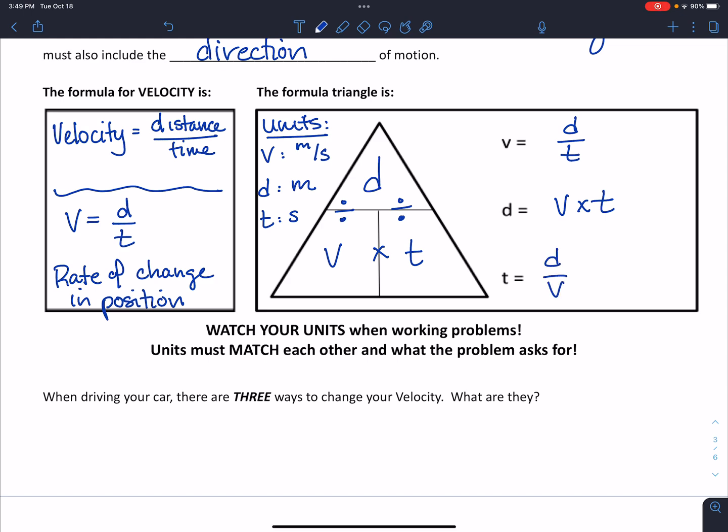All right. Now, with our other problems, just like those, you have to watch those units. All right. Make sure that you are keeping an eye on the units of distance and time and that they match those of your velocity value.